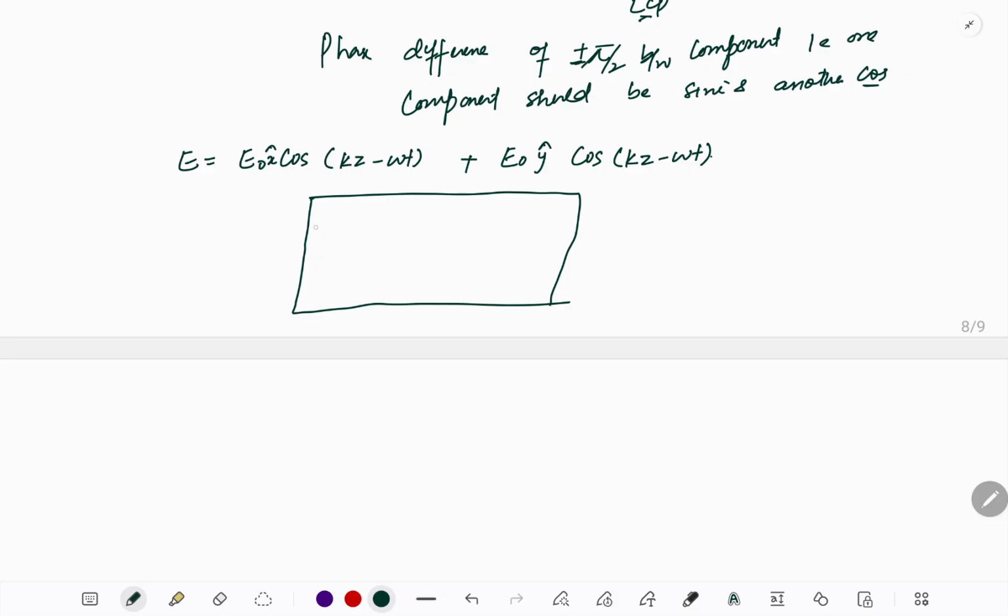One is omega t, another is ex, and another is ey. Okay, so let's take omega t as 0. Let's take this omega t as 0. So what we do, we take the point z is equal to 0, looking at a point at z is equal to 0.